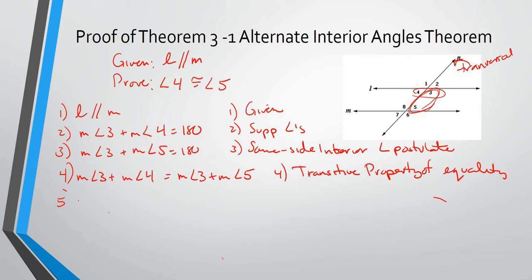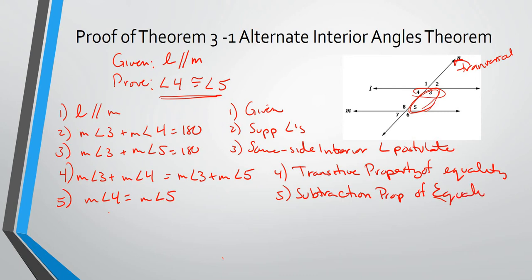Next thing I'm going to do, remember what we're trying to get to, that 4 is congruent to 5, so what do you think I should do next? All right, I'm going to say measure of angle 4 equals measure of angle 5, and that's by the subtraction property. Took the measure of angle 3 away from both sides. And the last step is to say that now these two angles are congruent, and that's the definition of congruency.